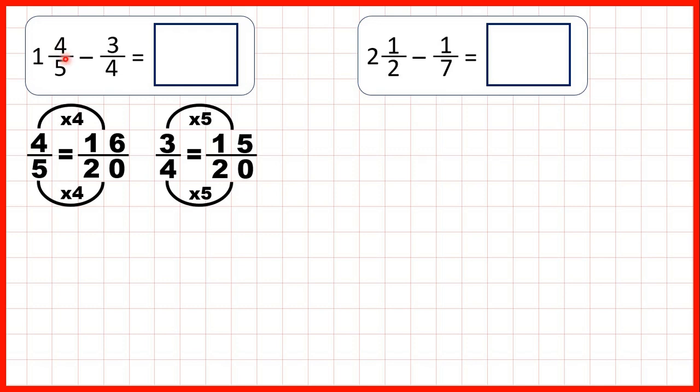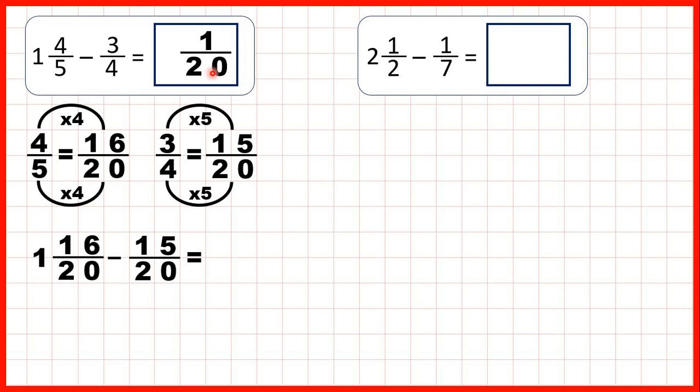Instead of 1 4/5, we can write 1 16/20, because that's equivalent to 4/5. And instead of subtracting 3/4, we can subtract 15/20. Now we see if we can subtract our fractions first. So 16/20 minus 15/20 is 1/20, because the denominator stays the same and 16 minus 15 is 1.